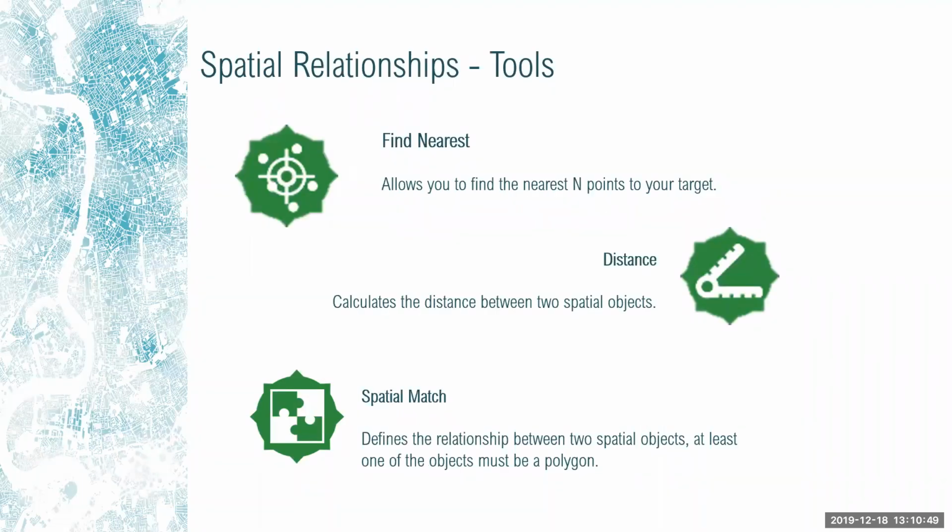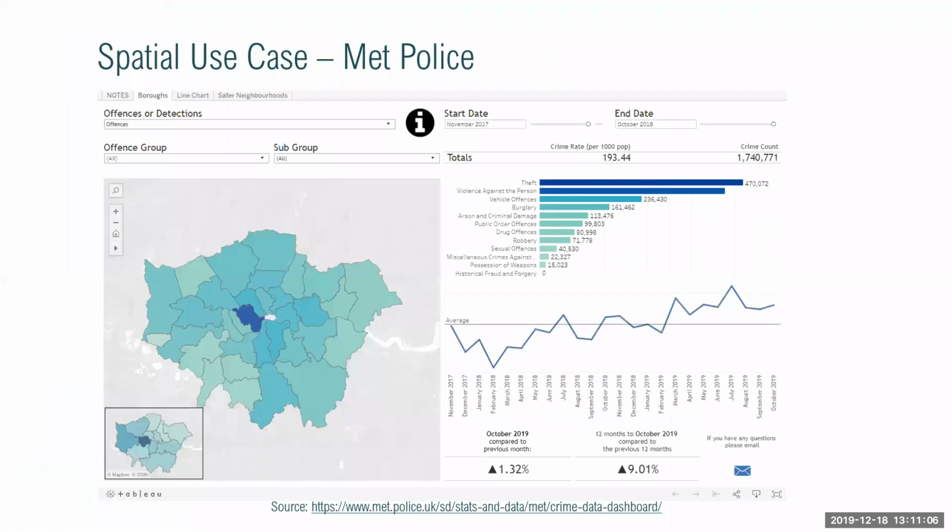We're also going to be using other tools that establish spatial relationships. And here we're going to be using tools called Find Nearest, Distance, and Spatial Match. So a great use case of spatial data is the Met Police.